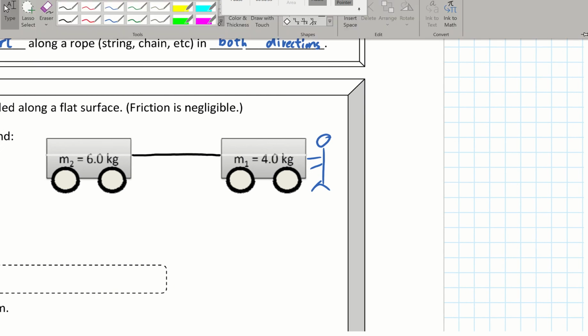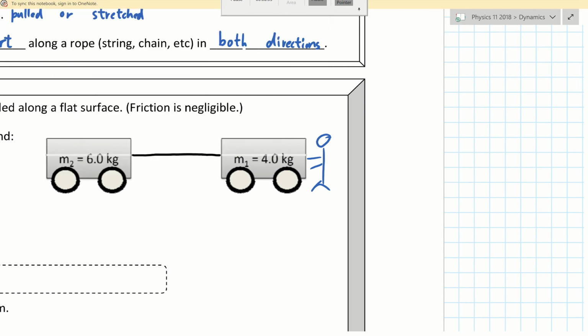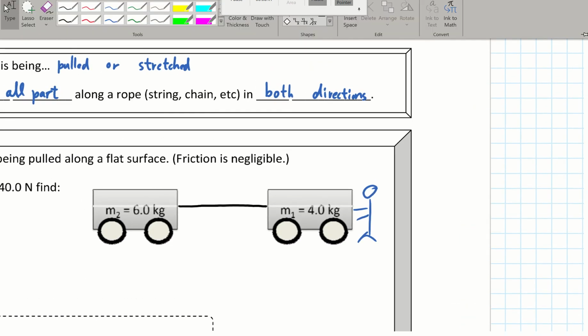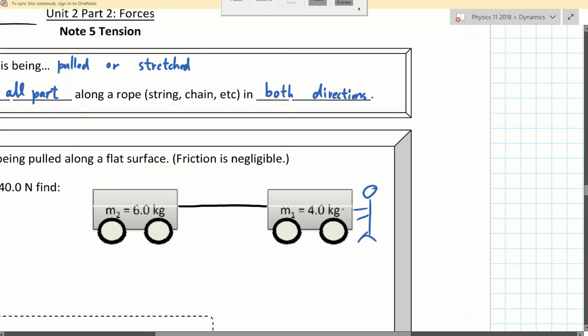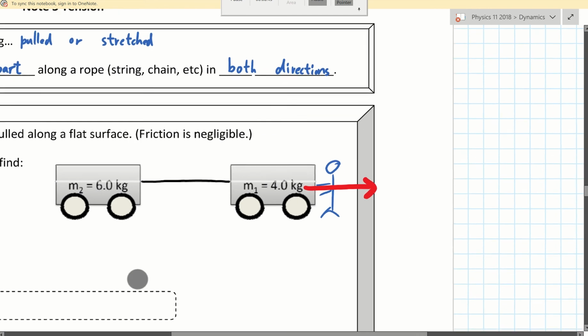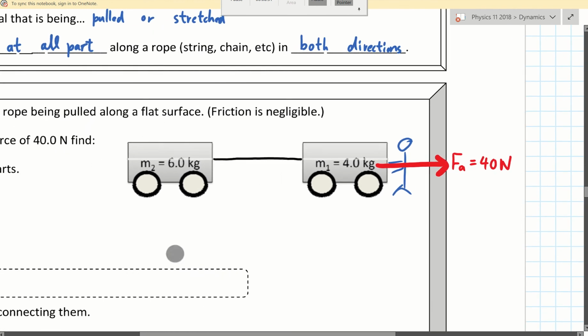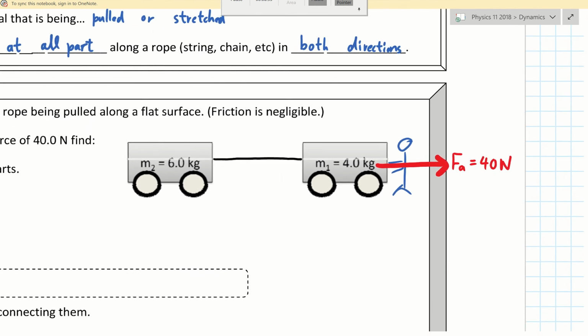Okay, so now let's draw the applied force. Right here, there is an applied force, and this applied force is 40 Newton. Like that, 40 Newton. And what else is here? Let's draw a free body diagram for everyone in here. Everyone gets the free body diagram treatment.